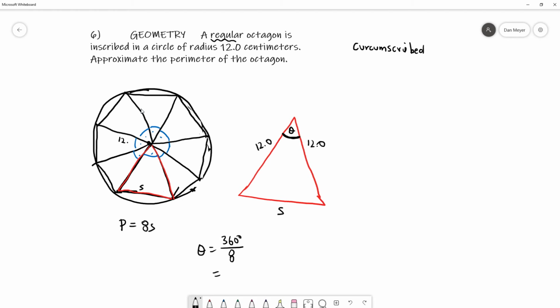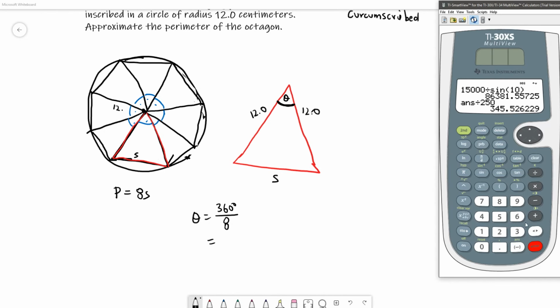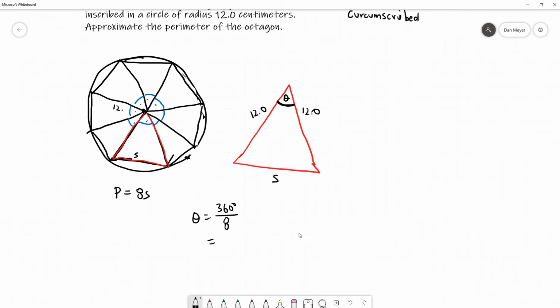Or maybe everyone out there is screaming, Dan, shut up. It's 360 divided by 8. And I've already done it on my calculator. And you're wasting my time right now. 360 divided by 8 is 45. All right, so that angle is 45.